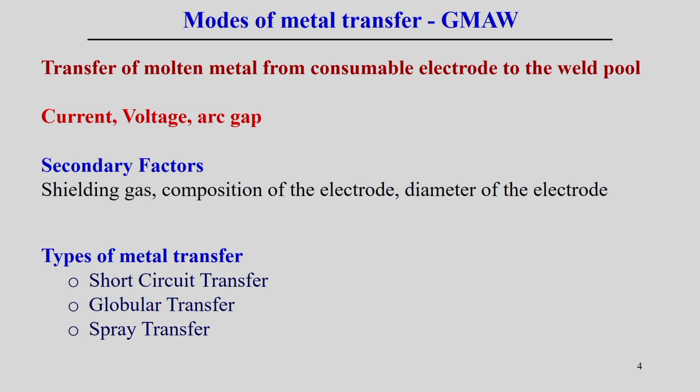Short circuit means that if a short circuit happens, then molten metal transfers to the workpiece material. In that case, there are certain criteria such that it can follow the short circuit kind of metal transfer.